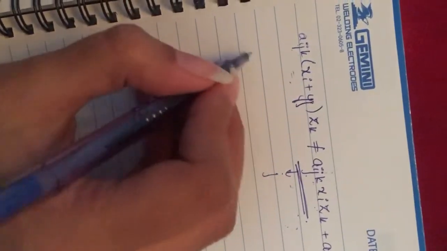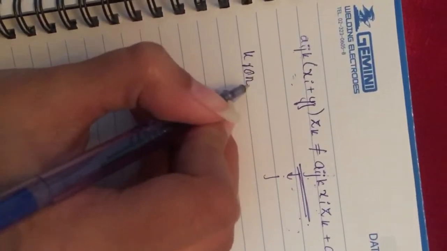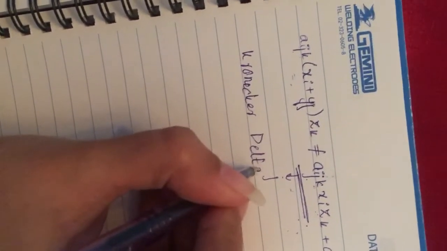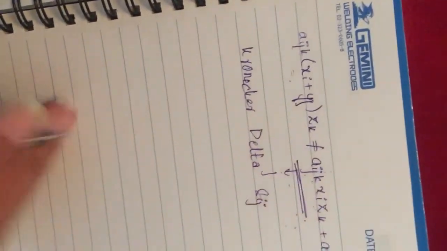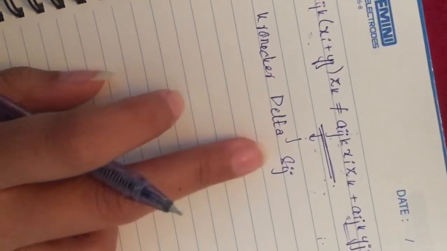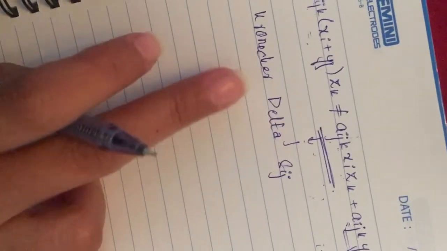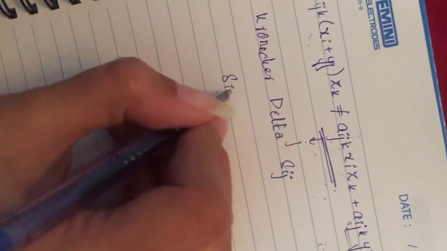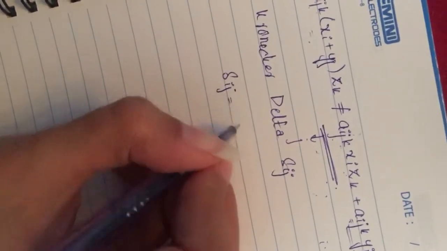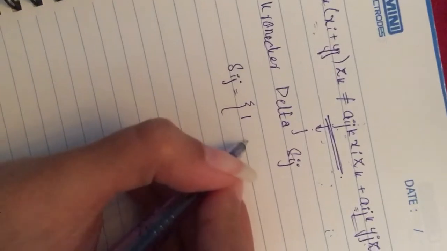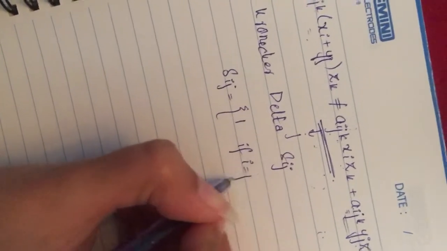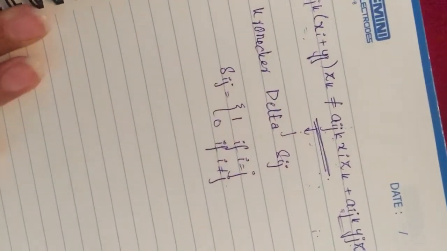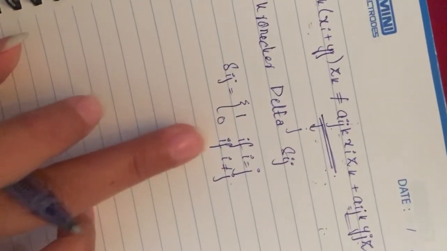Next I have the Kronecker delta, del ij. The Kronecker delta, or substitution operator, is written generally like this, and it is defined as del ij is 1 if i equals j and 0 if i not equals j. This is the basic definition of the Kronecker delta.